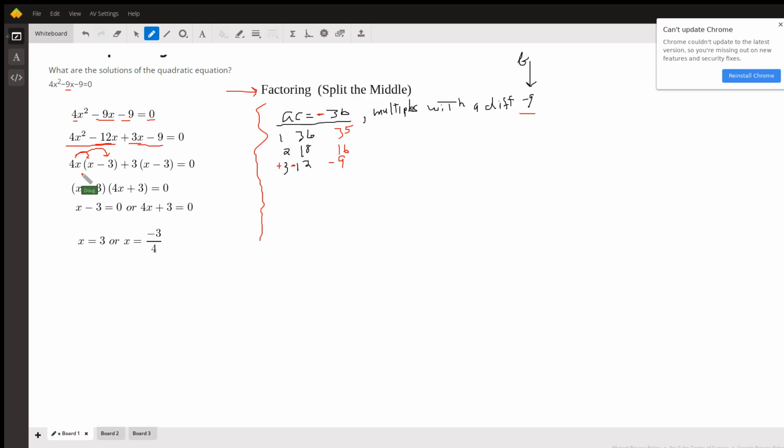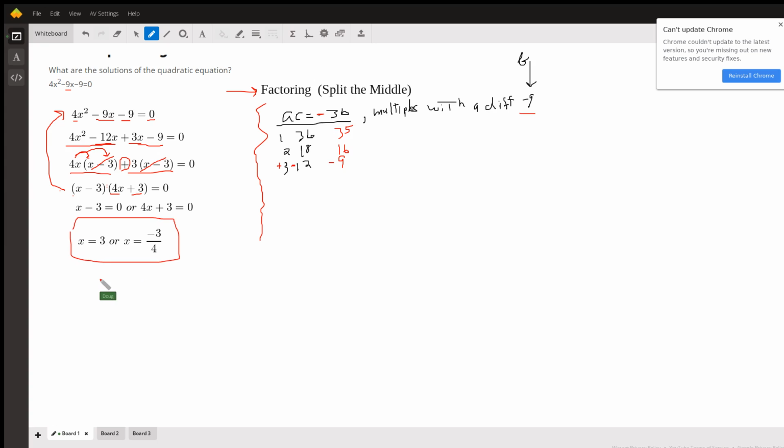And now each of these terms on either side of this plus sign has a common binomial factor of x minus 3. So we can factor out, picture pulling out that x minus 3, and there are the terms that remain, 4x plus 3. So in essence, I've done FOIL in reverse. If you multiply these two binomials together using FOIL, you get what you started with. Now we use the zero product property, setting each factor equal to 0, solving for x. So there's your answers right there.